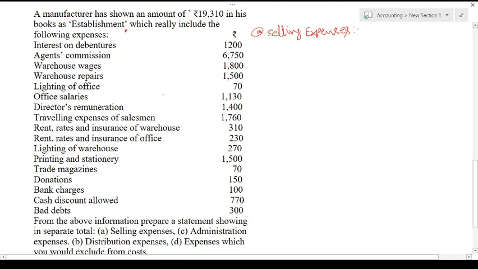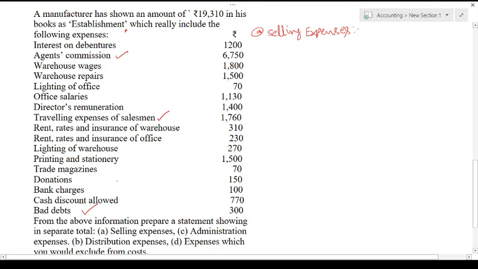Agent's commission, where is agent commission? This is the agent commission. And then traveling expenses of salesman, so this is the traveling expenses of salesman. Then bad debts. Why bad debts relating to selling expenses? Because the salesperson sold the goods on credit basis, due to that bad debts have incurred. So the bad debts also comes under selling expenses.